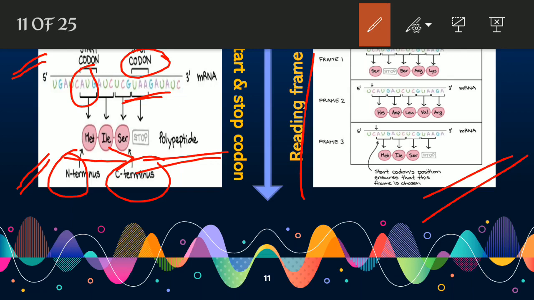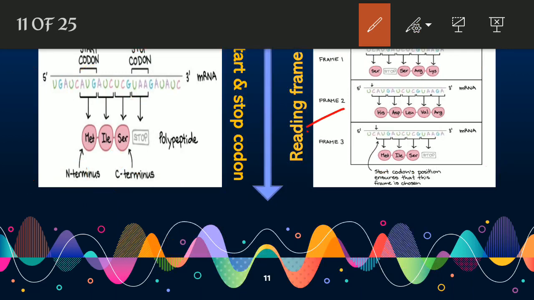For example, let us first consider frame 1. We see that the translation begins at U and we get the first amino acid, serine. Now we see that no proper protein is formed here because the second codon is UGA, which is a stop codon, and thus the mRNA gets terminated, or the translation stops very soon. So no proper protein is formed in the first case.